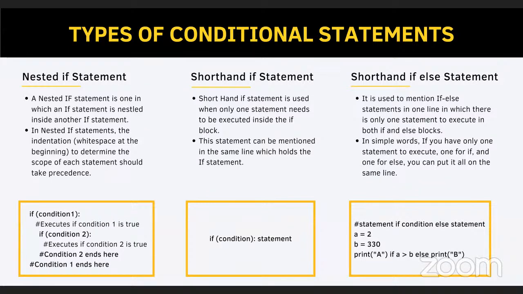If you are saying B, if you are saying 330, please check carefully what we are printing. We are printing B or 330? Check carefully. It's string B. Now see carefully what we are printing.